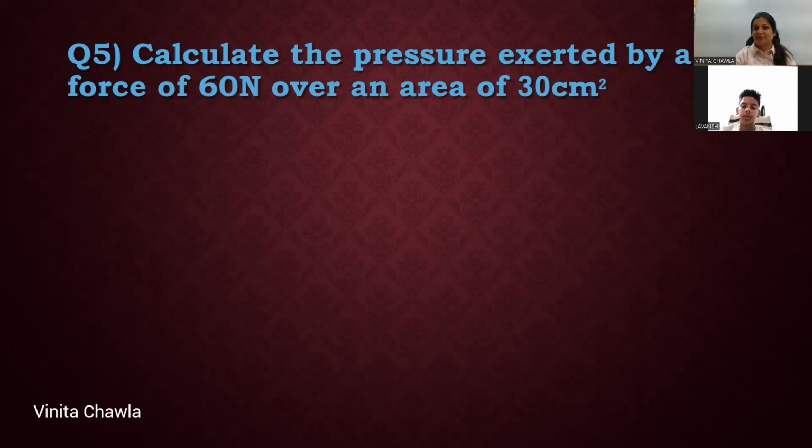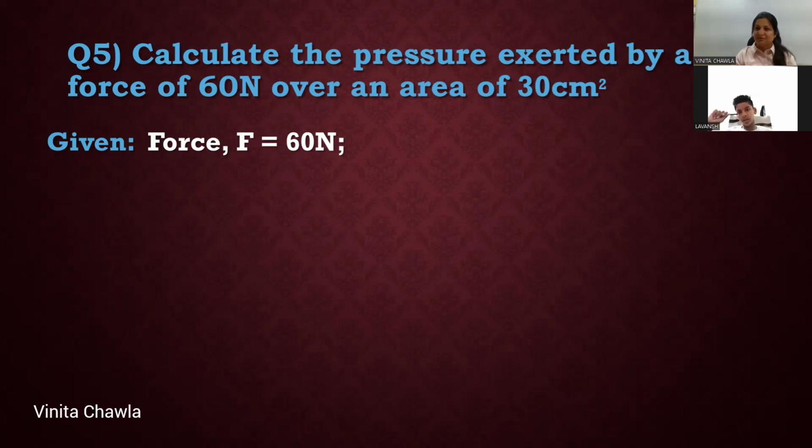Pressure is 2. No, the area is 30 centimeters square. First, we'll convert this centimeter square into meter square, and then we'll divide. Force is 60 Newton and area is 30 centimeters square. How do we convert centimeter square to meter square?